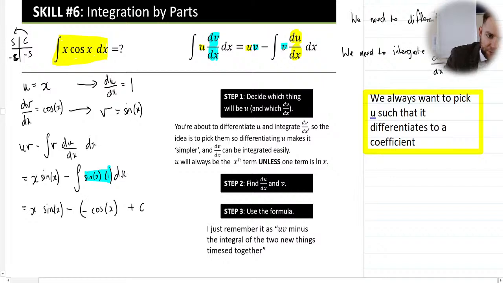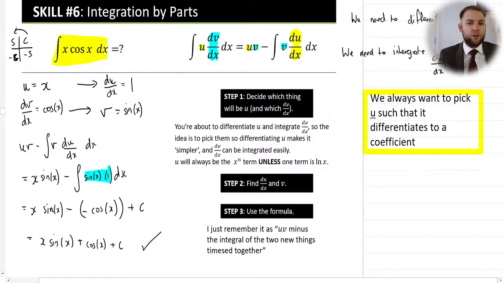Now be careful with that. I've done that on purpose. It's going to be equal to x sine x plus cos of x plus c. Okay, there's your answer. So we've used integration by parts to integrate something when two things are multiplied together, making sure that we set the u as something that differentiates to a coefficient. So there's that first one there.